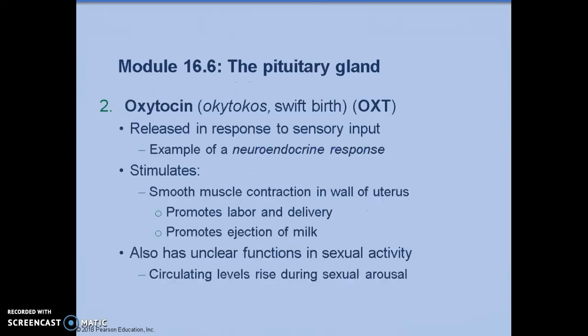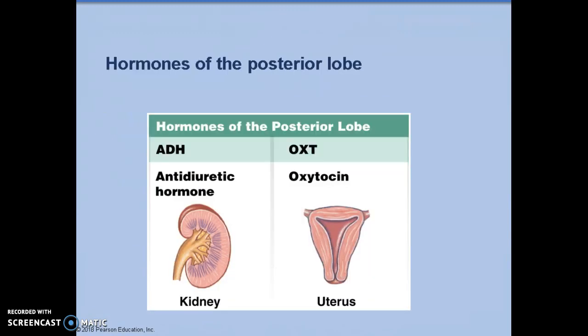Oxytocin is going to stimulate the uterus during delivery of the baby, and it promotes labor delivery and promotes the ejection of milk. It also rises during sexual arousal, but this function is not well understood yet. And these are the two hormones of the posterior lobe.